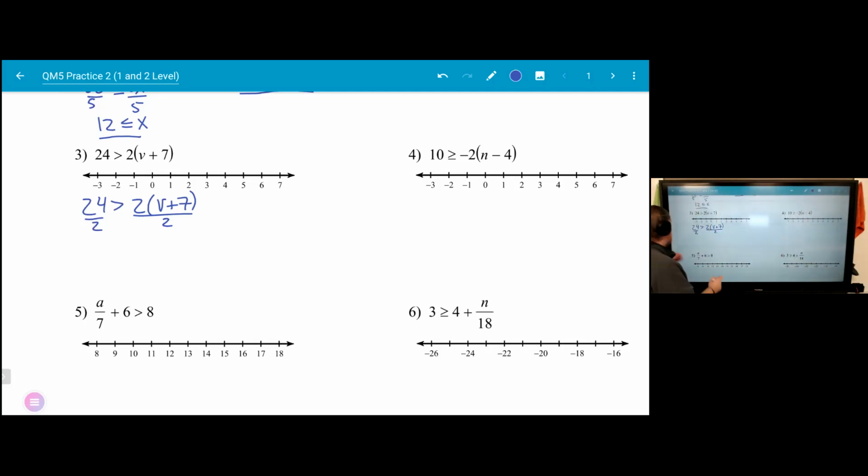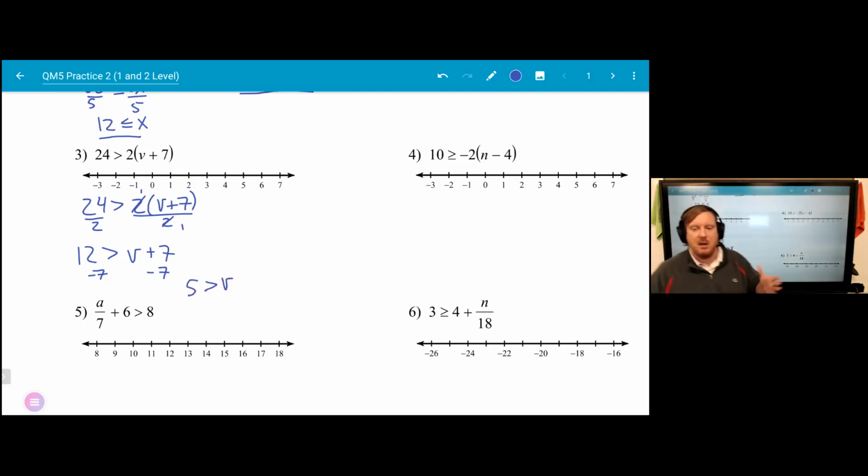So if I divide both sides by 2, I have 12 is greater than v plus 7. And that's because 2 divided by 2 simplifies to 1. So I have 1 times v plus 7, or just v plus 7. And now, all that I have left to do is to subtract 7 from both sides. And I have 5 is greater than v.